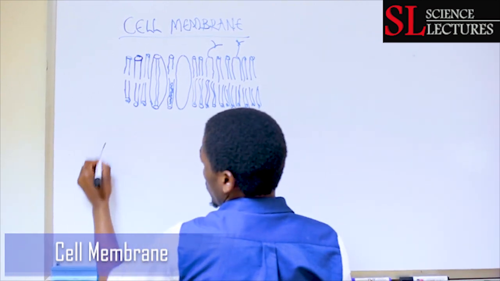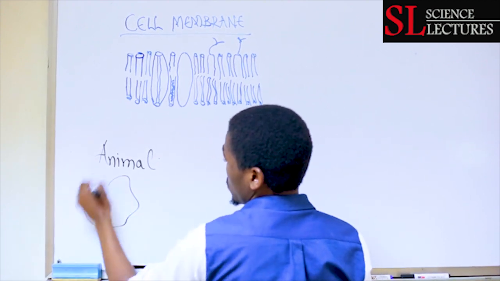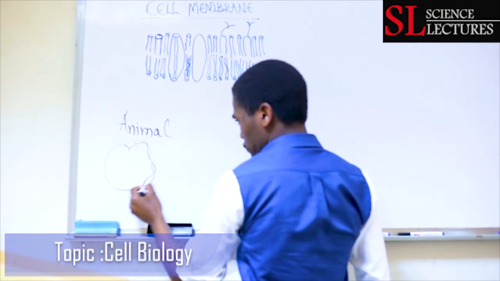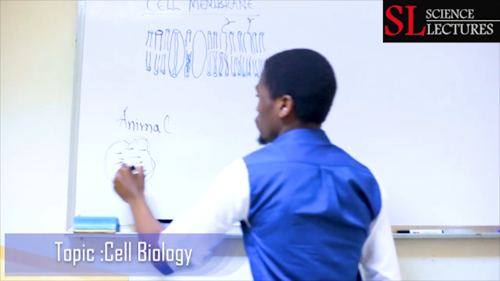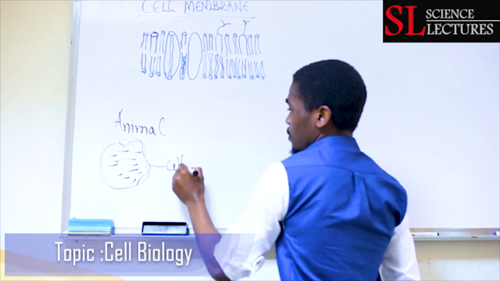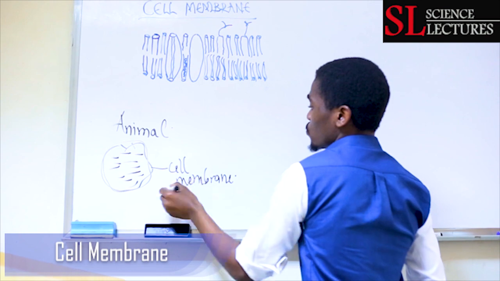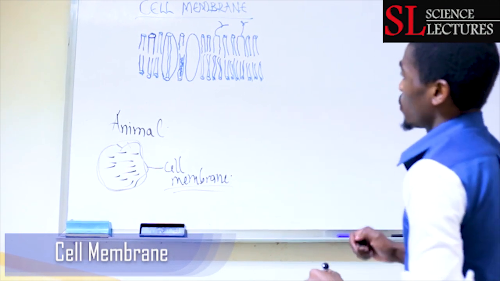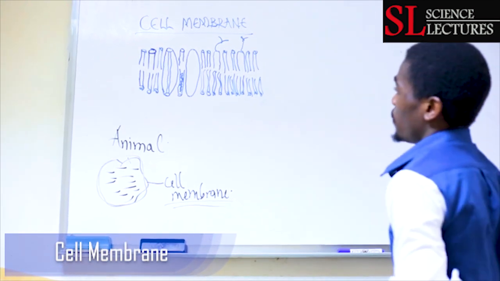So let's consider the animal cell. If this is my animal cell, inside we have the fluid, which is the cytoplasm. The outside covering will definitely be the cell membrane. That is my cell membrane. Today we are going to zoom into the cell membrane and see its components, component by component. So let's imagine that is a sketch of our cell membrane.